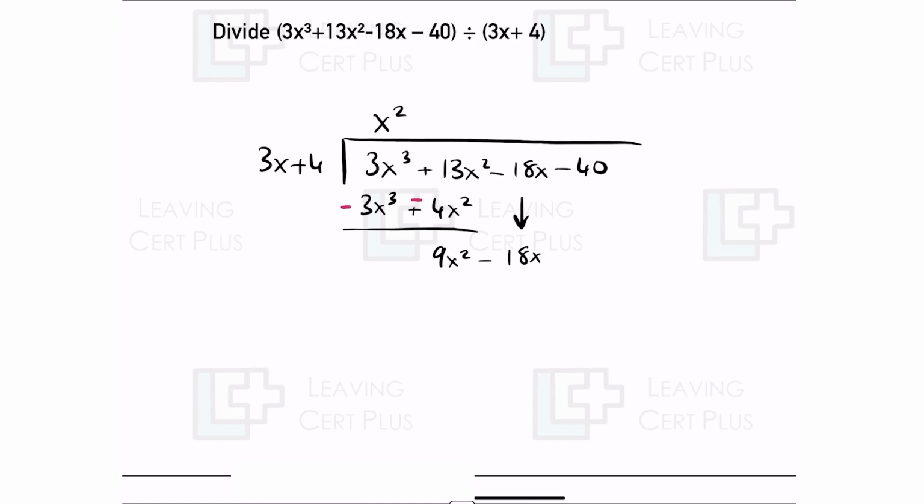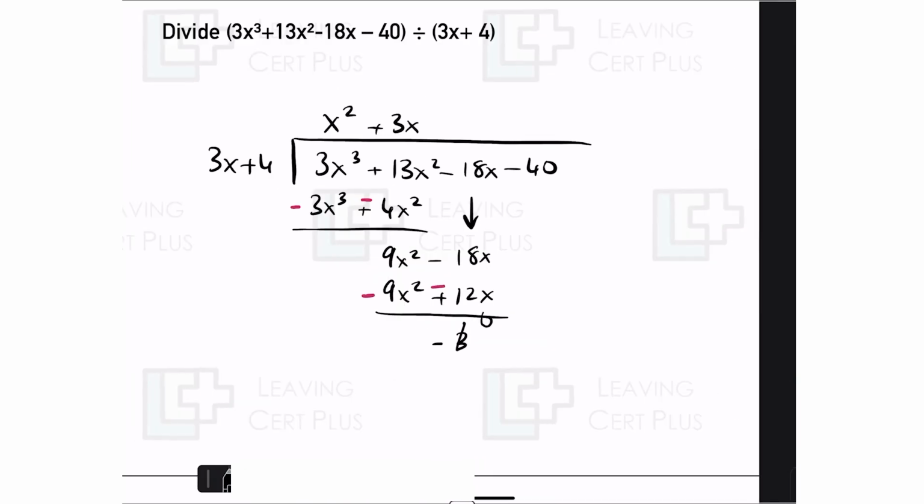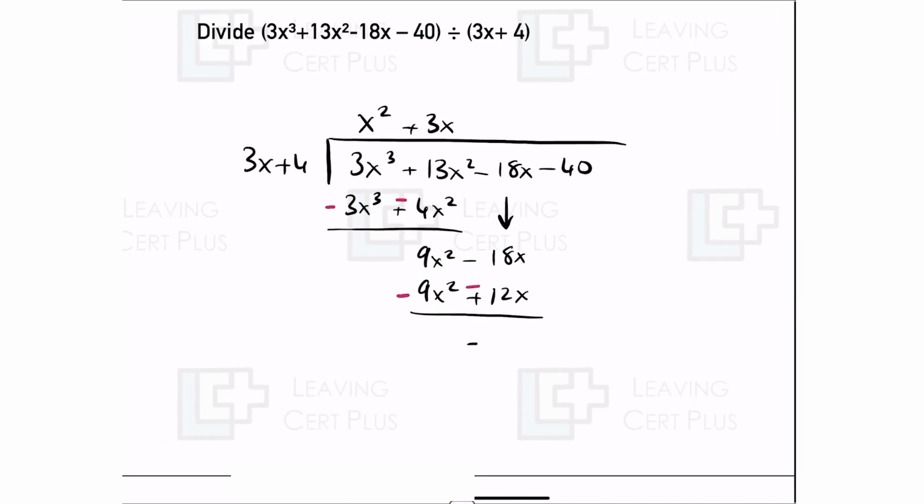Next, you're asking the same first question. What do I need to multiply that 3x by to get 9x squared? The answer is plus 3x. So multiplying that 3x by these two then, you're going to get 9x squared and you'll get plus 12x. Remember, change your signs, so negative and a negative. That's going to leave you with minus 30x, and then you can bring down your minus 40. So it's minus 30x and then bring down your minus 40.